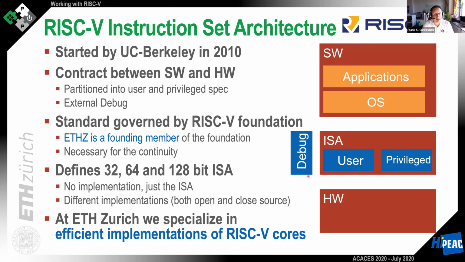RISC-V is special in the way that it defines not only a 32-bit architecture, not only a 64-bit architecture, but an extensible architecture. Currently, 32 and 64-bit are ratified, and there are 128-bit descriptions. But it's just that, it's just a description. It's not an implementation. And although the instruction set architecture is free, the implementations of it can be both open and closed source. So our specialization at Zurich is efficient implementations of RISC-V cores. We're going to talk about what we mean by efficiency later today.